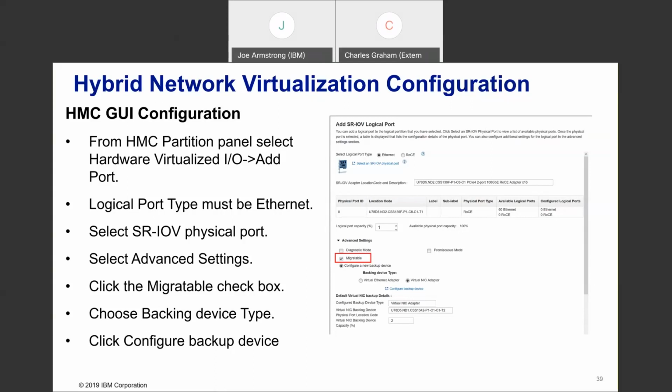And if you check that checkbox, you'll see those things that show up right underneath where it says configure a new backup device. This is where you can pick either a VNIC adapter or a virtual Ethernet adapter, and it will give some default backup device information. It will pick a default for you, but you can also select, in bluish small text, configure backup device. You select that, and then you can do additional configuration and change some of the configuration. So that's how you configure a migratable logical port.